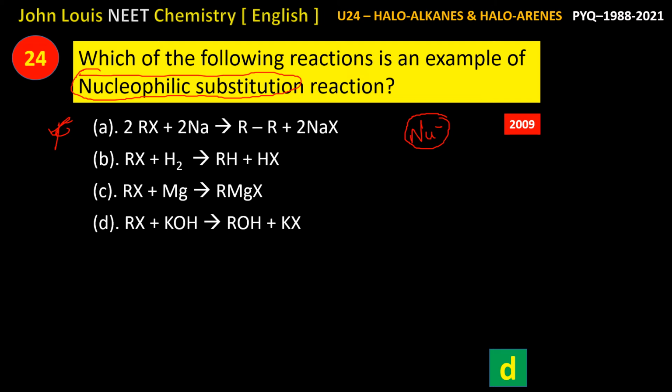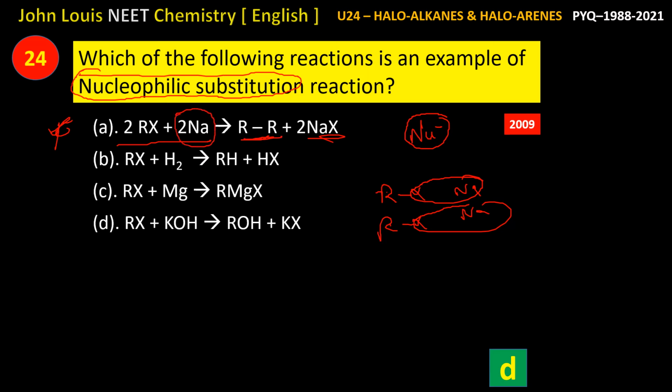Now let us take option A, RX plus 2Na. Just by looking at this, you can tell this is Wurtz reaction. So two halogen compounds react with two sodium metal. Therefore, what you get is 2 NaX, and this R will be bonded to this R. So this is Wurtz reaction. Here there is no nucleophile. The Na is not a nucleophile. Therefore, it cannot be a nucleophilic substitution reaction.